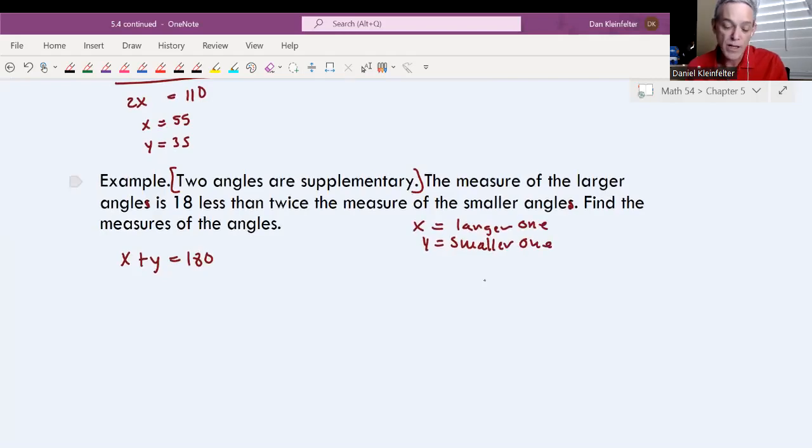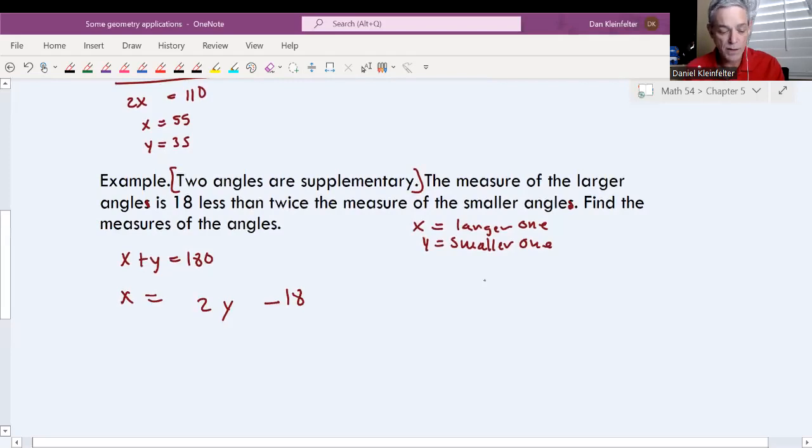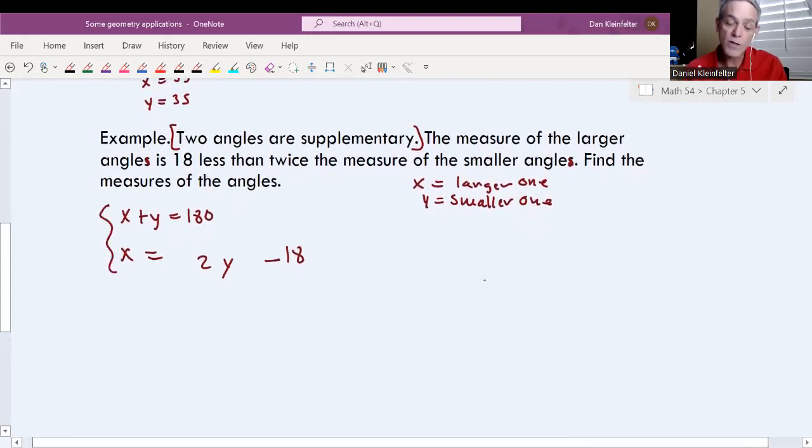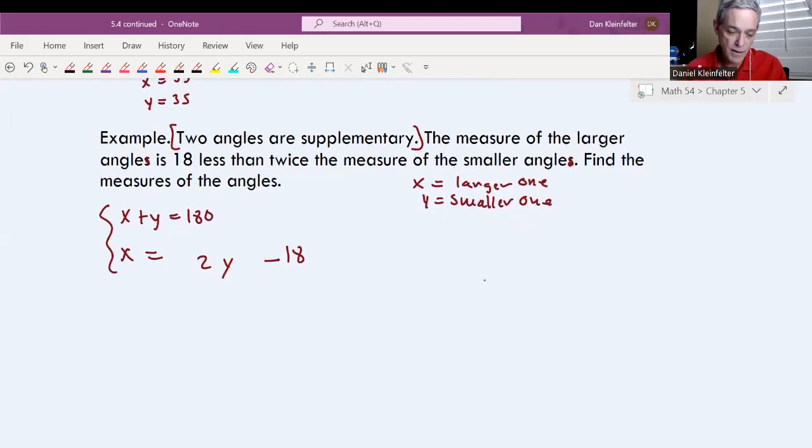Just so that we're sure. You could make the decision the other way around, of course, as long as you make a note of it. So the larger angle, that's x, is 18 less than twice the smaller. So x is 2y minus 18. That will be our second equation. We're going to use substitution this time. x, also known as 2y minus 18, plus y will be 180. So this will be 3y equals 198.